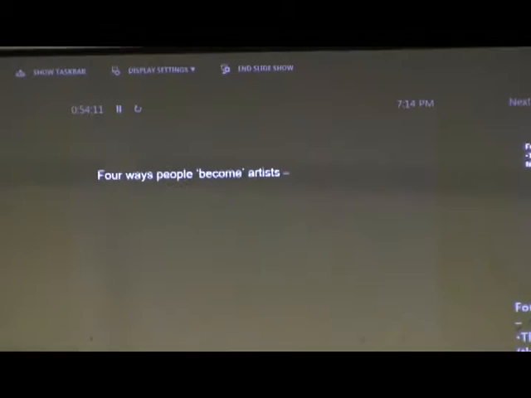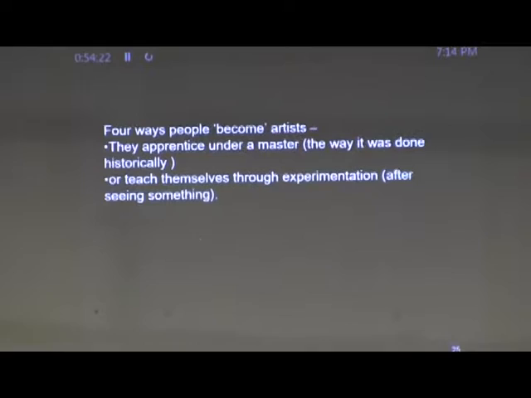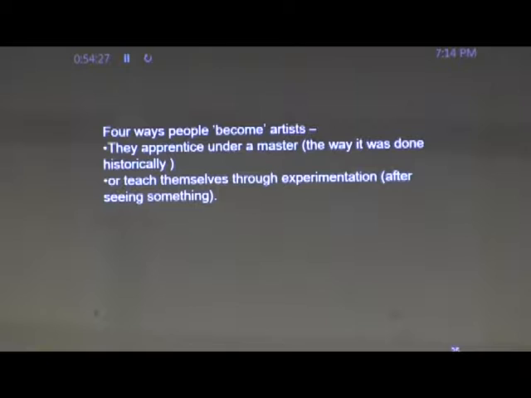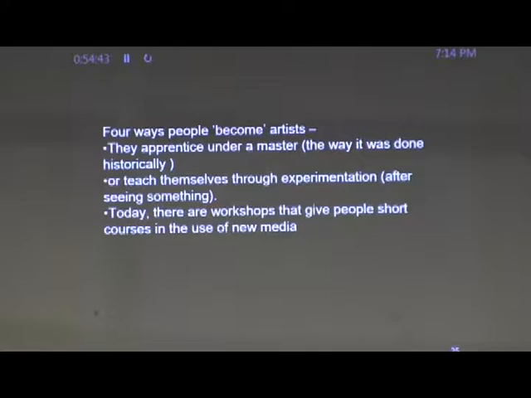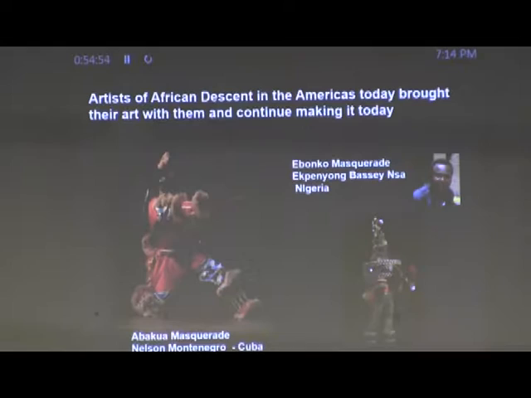Okay. There are four different ways that people actually become artists. And just to remind you, they can apprentice. That's the old way. They can teach themselves. I actually didn't talk about that. They can see something and then try it. And that's one of the ways people also historically made things. They saw something that their neighbors were doing. If they traveled and they saw new masquerades or something, and they came home and tried it, and tried to make it themselves. There are also workshops that give short courses and teach people new media. And there, of course, there's the longer term formal training in universities and art schools.